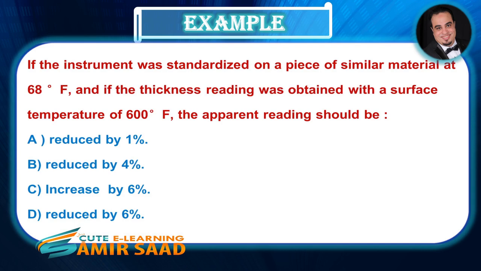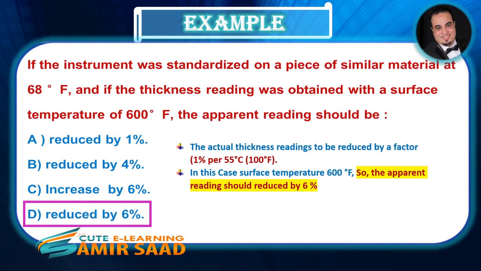Example: if the instrument was standardized on a piece of similar material at 68 degrees Fahrenheit, and if the thickness reading was obtained with a surface temperature of 600 degrees Fahrenheit, the apparent reading should be: the actual thickness readings reduced by a factor of 1% per 100 degrees Fahrenheit. In this case, surface temperature 600 degrees Fahrenheit. So, the apparent reading should be reduced by 6%.